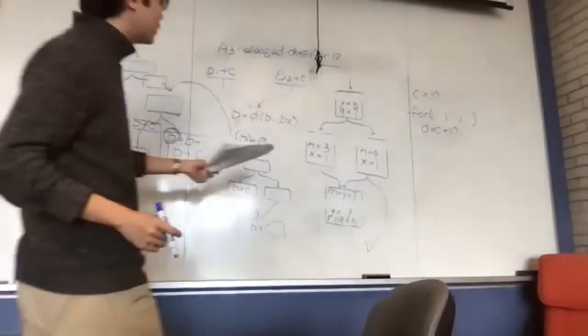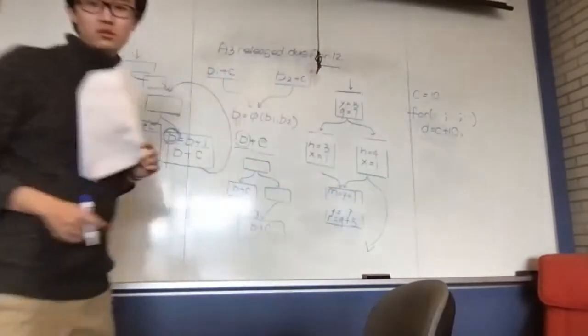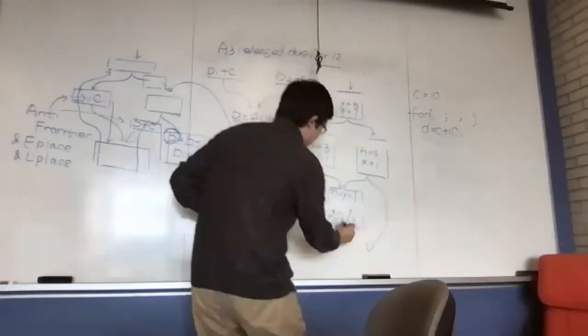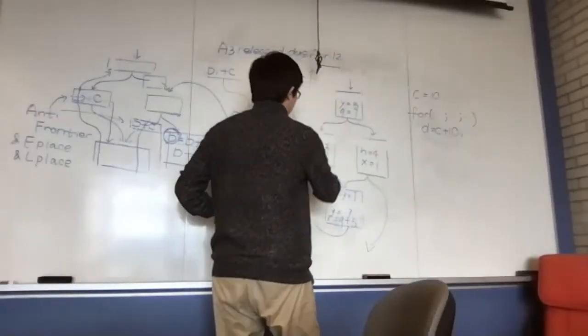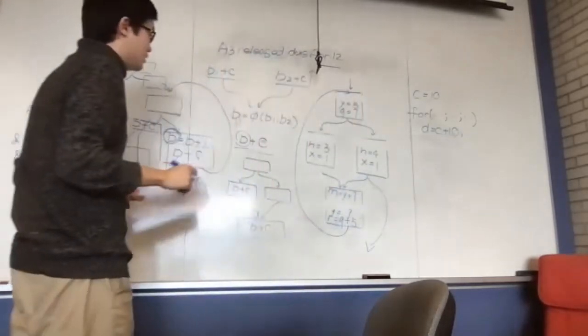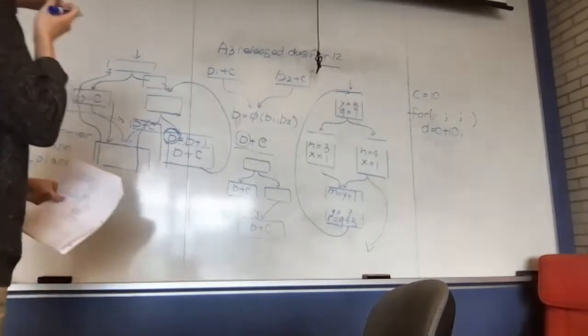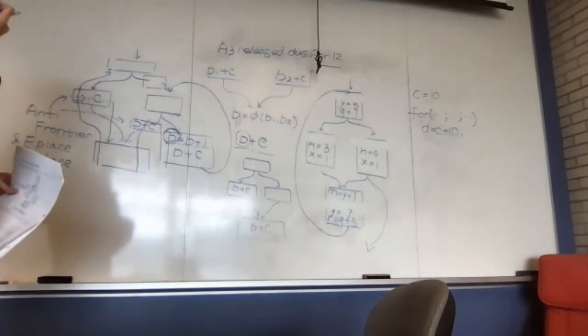Which one are you referring to? Is it this one or this one? The left one. The one on the left. This one? Oh, yes, sir. I mean, this is just the example from the assignment. Sorry, yeah, I forgot to add the back edge here. Any other questions?